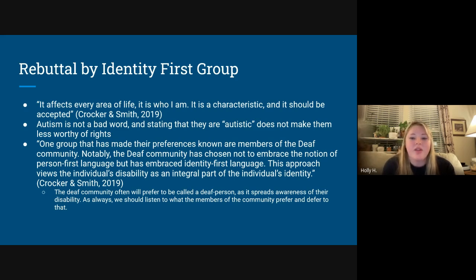One group that has made their preferences known are members of the deaf community. Notably, the deaf community has chosen not to embrace the notion of person-first language, but has embraced identity-first language. This approach views the individual's disability as an integral part of the individual's identity. So the deaf community often will prefer to be called a deaf person, as it spreads awareness of their disability. As always, we should listen to the members of the community on what they prefer and defer to that.